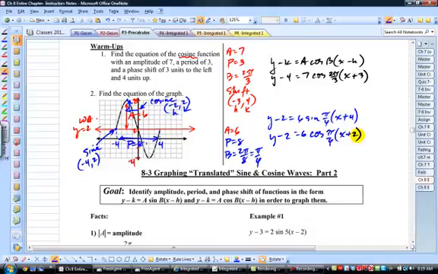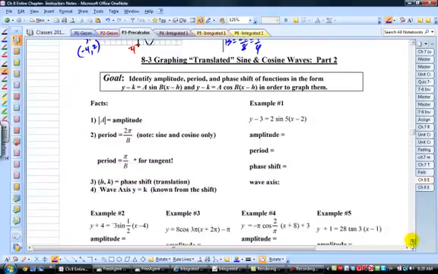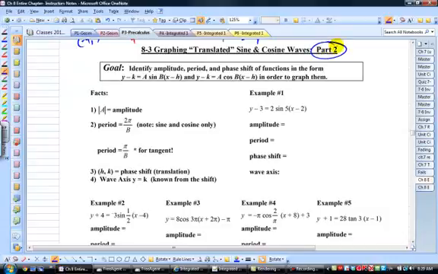All right, those are the skills from last section. So now what we want to do this section is reverse the process. I give you the function, you come up with a graph for one period. Okay, so let's go ahead and take a look at that and get some experience. Again, this is part 2.